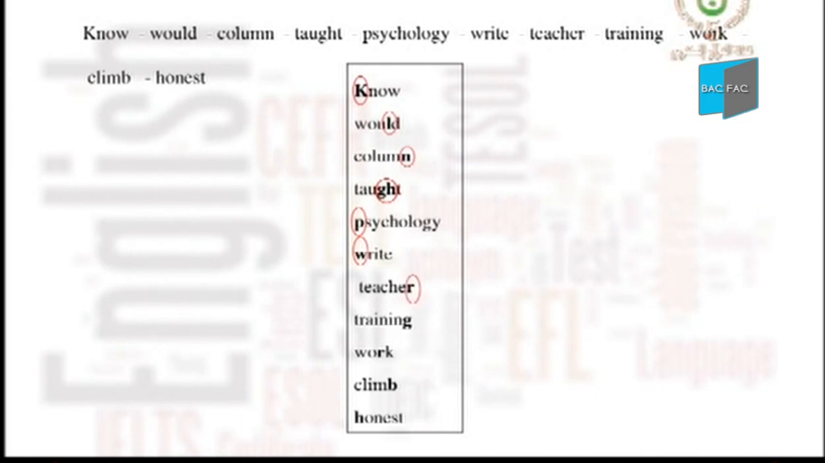It's always silent at the end of the word. "Training." The G is silent. Final "ing," we cannot hear the final G. "Work." The R is silent. And the last word, no, the one before last, "climb." The B is silent. And "honest," the H is silent.